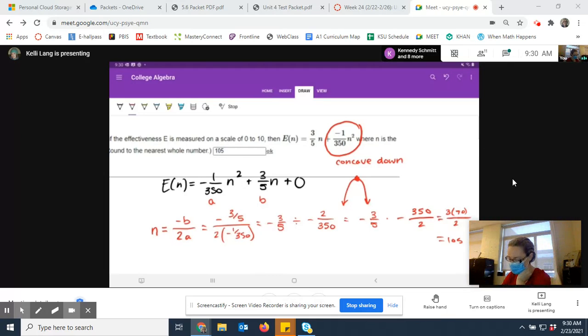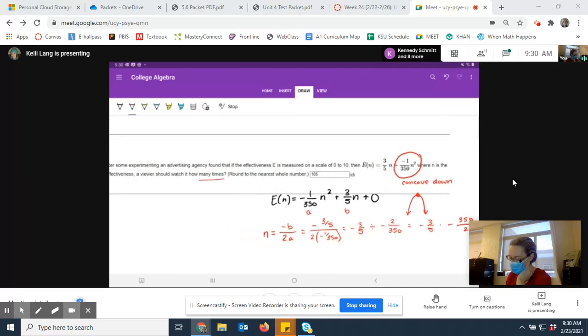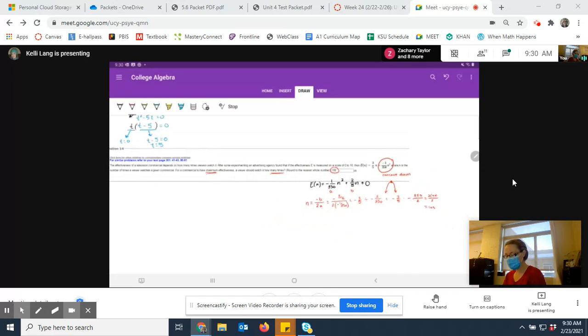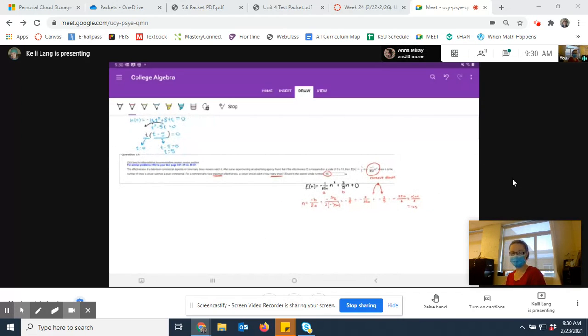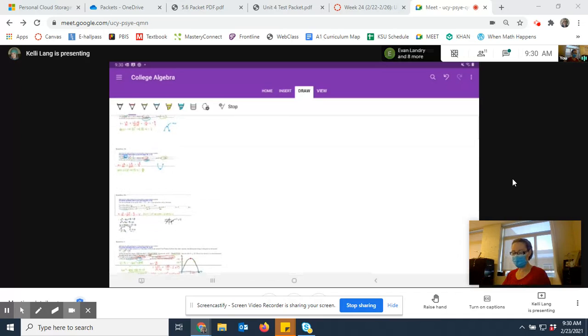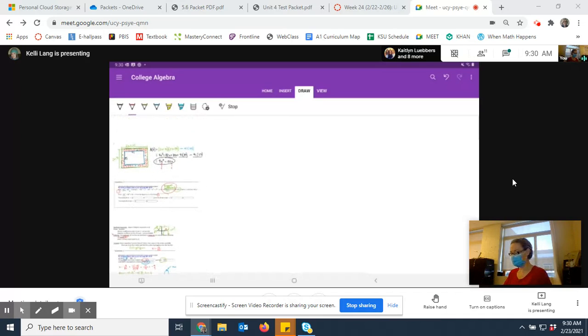And since they're asking us for how many times they should watch it, well, that's n, because n represents how many times they watch it, whereas E represents the effectiveness of the commercial. So our answer is 105, and I don't think they ask anything else about this question. So, of course, it was a word problem, but it was really just asking for the vertex. You didn't really have to even read most of this problem. You just needed the formula, and you needed to know you were looking for the vertex, and that was about it. Okay, so that concludes this part of the homework that's about quadratics.